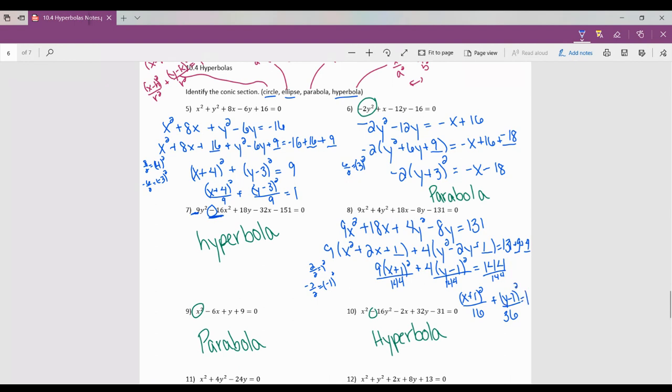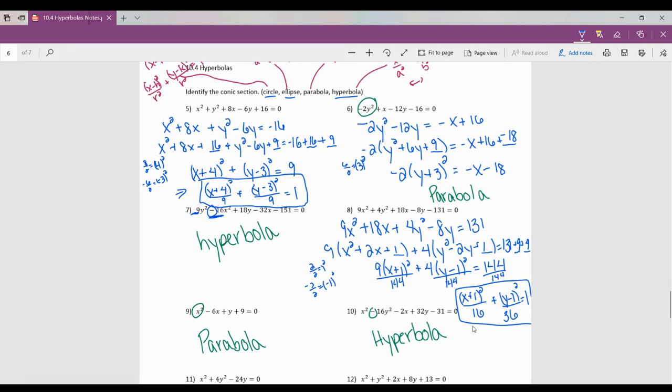Now we've got these two equations here for number 5 and number 8. We have to identify these as either a circle or an ellipse because we've already decided that it's not a parabola and it's not a hyperbola. So now we have to differentiate between these two.